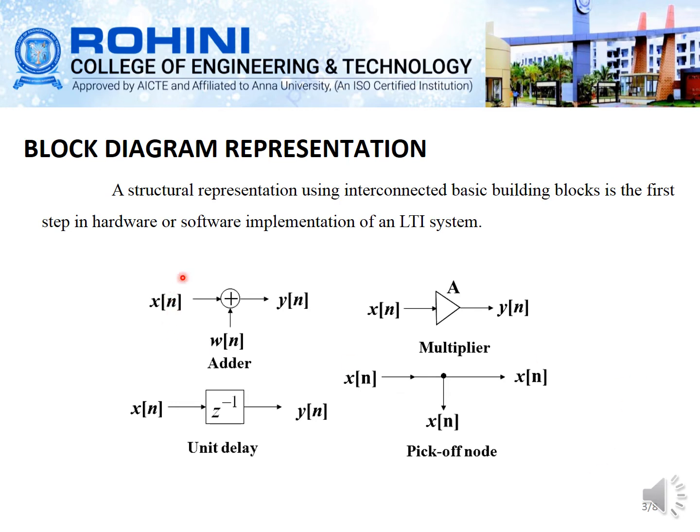Here the first one is the adder. If you want to add two signals, we give the two signals to the summer and we produce the output as y of n. Next one is the multiplier. Here in this multiplier the input signal is multiplied with the scaling factor and finally we get the output as y of n. And next one is the unit delay element.